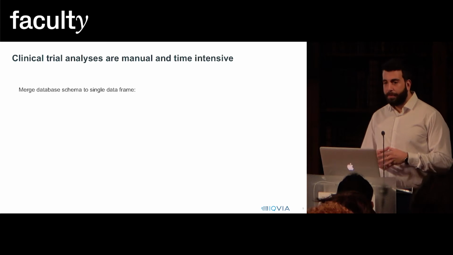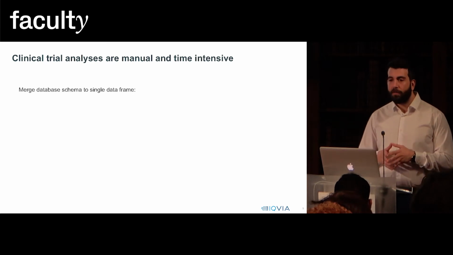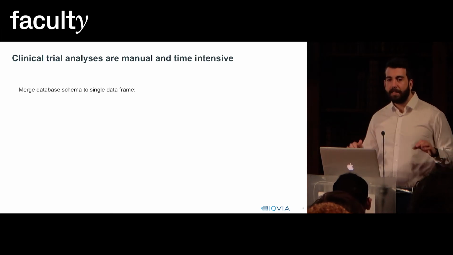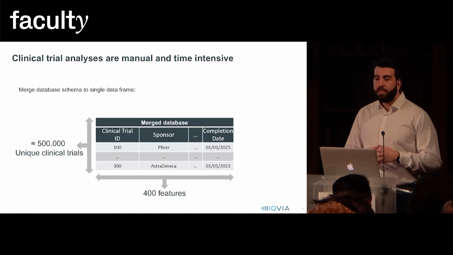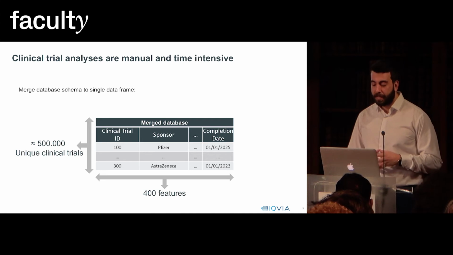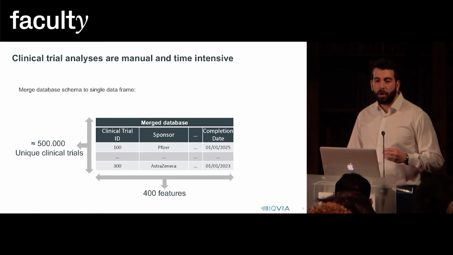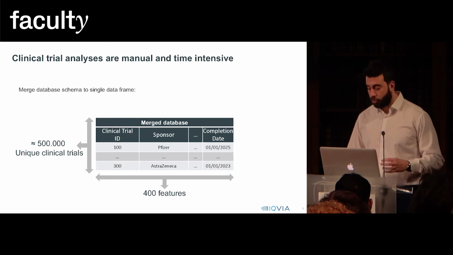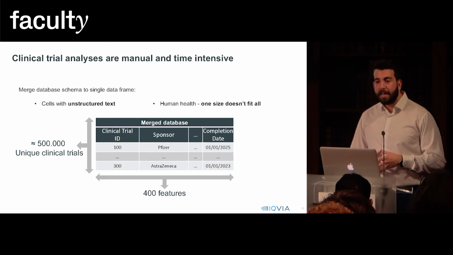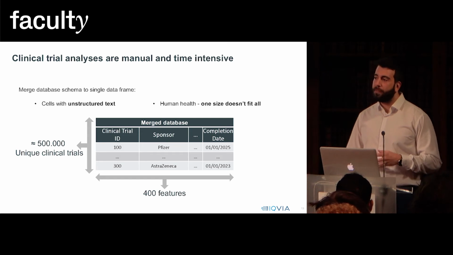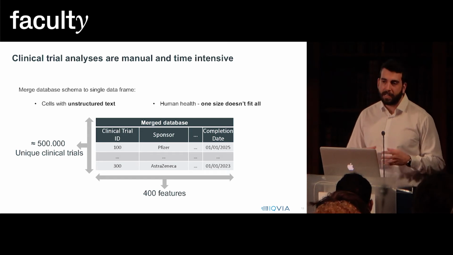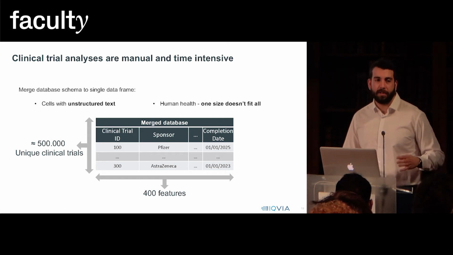So our first step in this project was actually to get all of this cluttered data and make a single nice and relatively tidy data frame. So we got this data frame which has around 500,000 unique clinical trials, and each of them has around 400 features. So still, even though we have everything in one place, there's a lot of information to go through. And complexity is added because a lot of the text is unstructured within these cells. And also we're talking about human health, so grouping things is not always as easy. It doesn't go one size fits all.